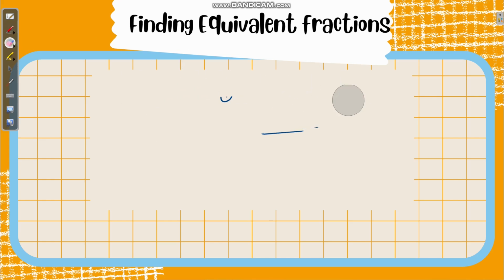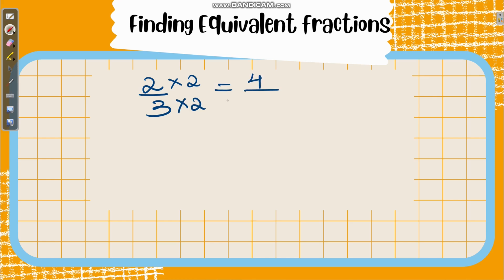So let's take the example of 2 by 3. So I'll just write down 2 upon 3. In order to find the equivalent fractions, you have to multiply the numerator and the denominator with the same number. Any number you can take apart from number 1. So you can take number 2. So 2 into 2 is 4 and 3 into 2 is 6. So 4 by 6 is the first equivalent fraction of 2 by 3.